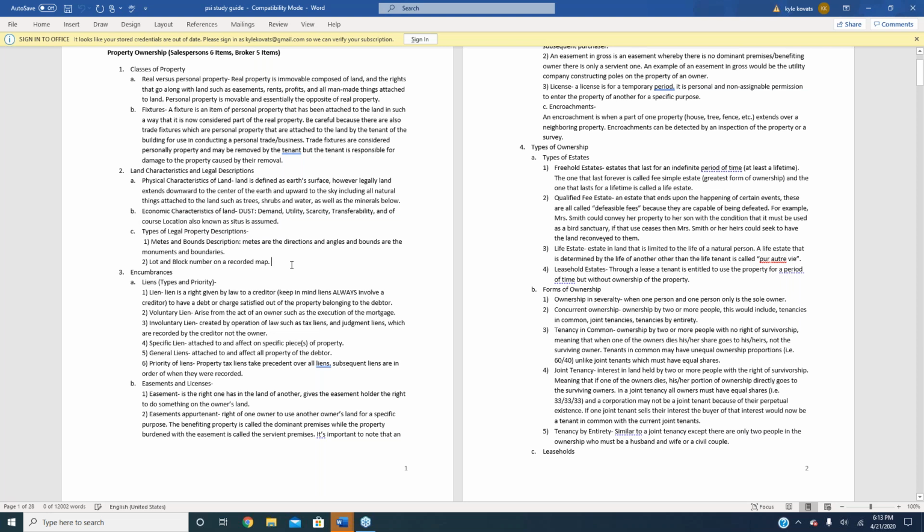Other ways you can legally describe property include lot and block numbers, metes and bounds descriptions, and street addresses. So there are a lot of different ways in which you can legally describe property. Getting into encumbrances.